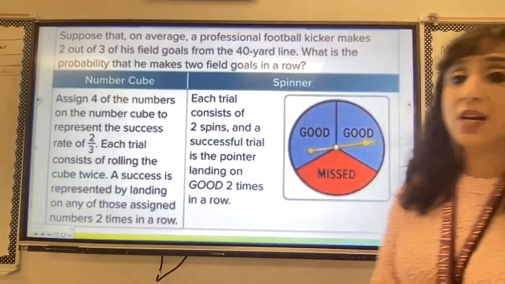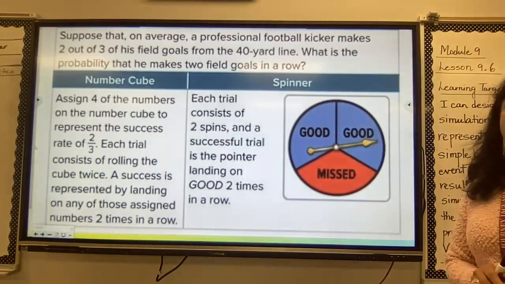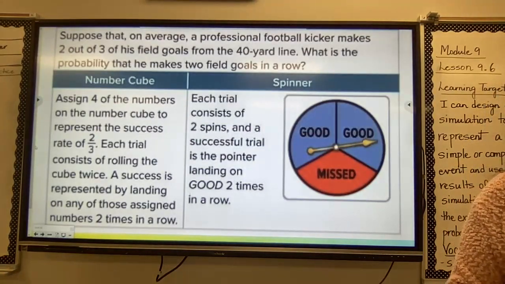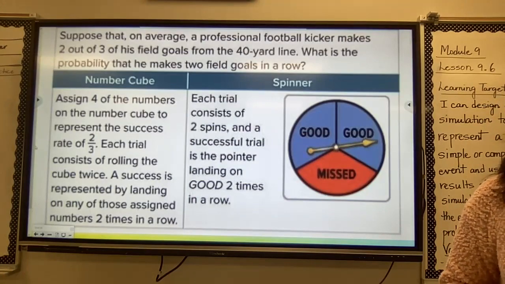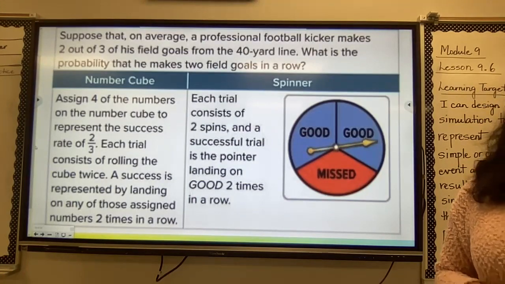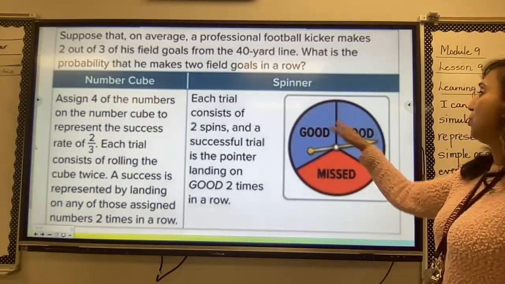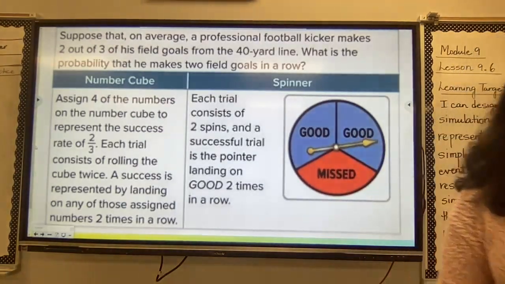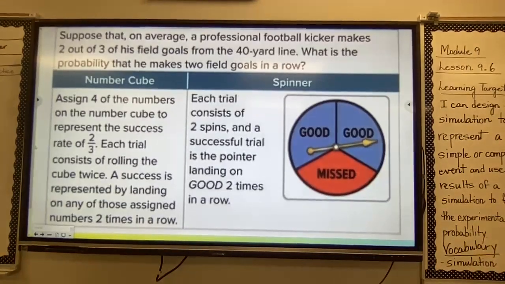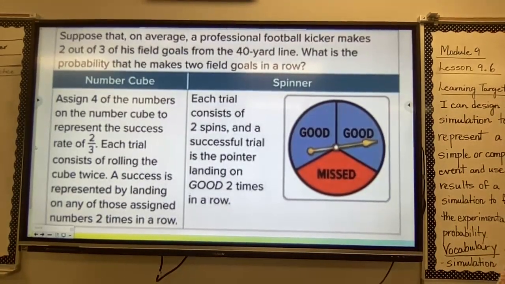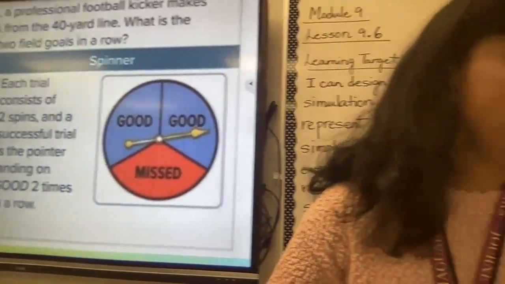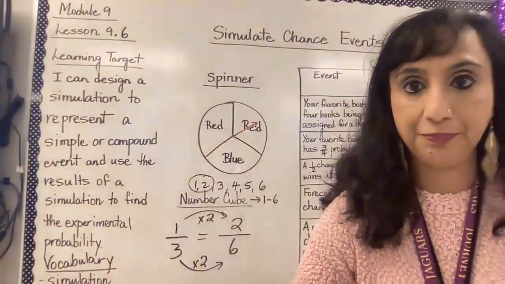The spinner. So again, we can have 3 parts, and each trial consists of 2 spins, and a successful trial is the pointer landing on good 2 times in a row, because 2 out of 3. All right. So this is how we simulate that. Now, let us go ahead and quickly do an example on simulating compound events.